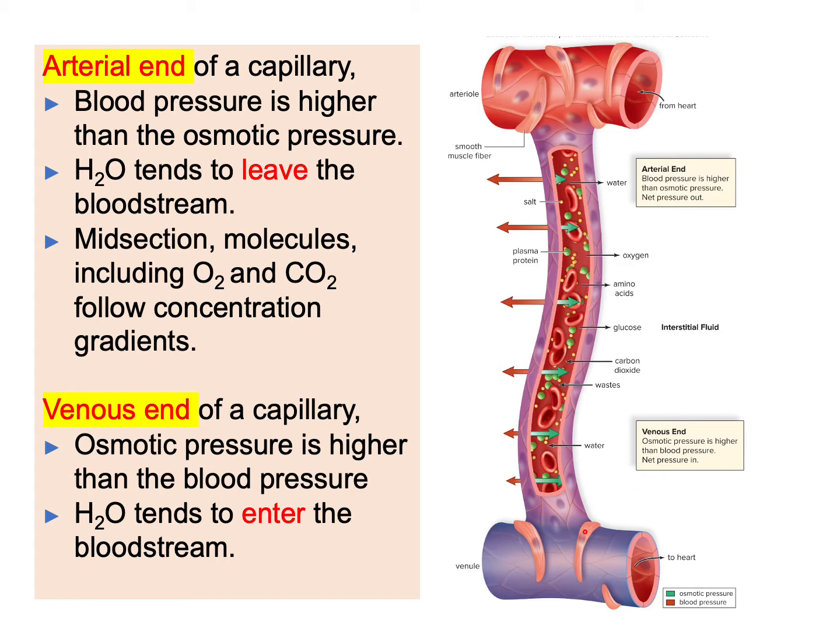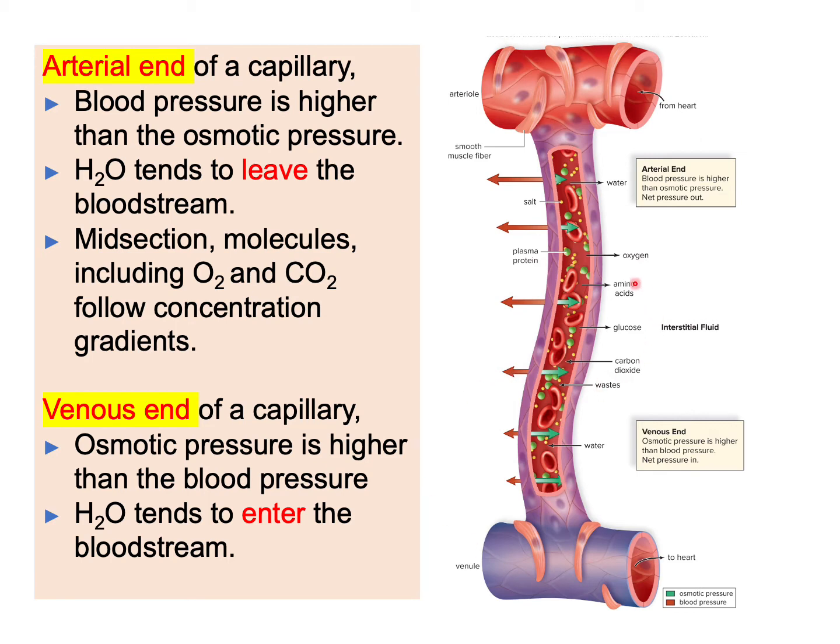So in the venous end, what happened? The osmotic pressure is higher than the blood pressure. If you see the arrows, it means that there is a net pressure in, so the water tends to enter the bloodstream. Water enters the capillary near the venous end.